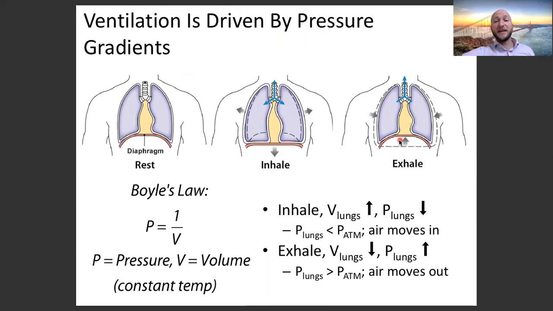When we want to exhale, we relax our diaphragm, which constricts, decreases the volume of our lungs. You decrease the volume, you increase the pressure. Higher pressure in our lungs, lower pressure in the atmosphere. Air moves out of our lungs into the atmosphere. Now, inhalation is an active process. It uses ATP. Exhalation is usually passive.